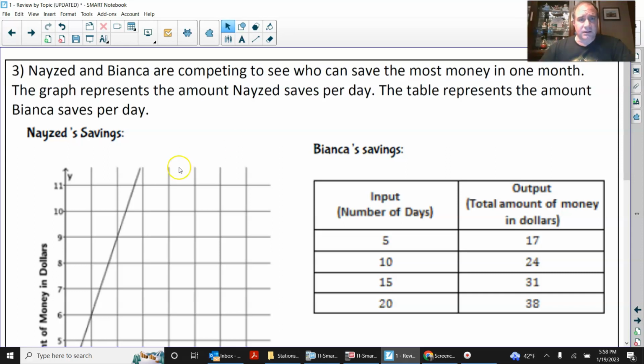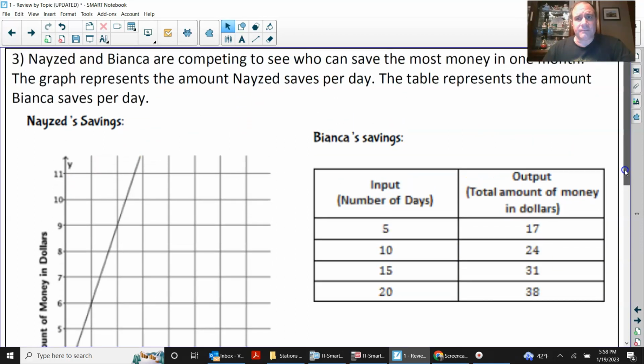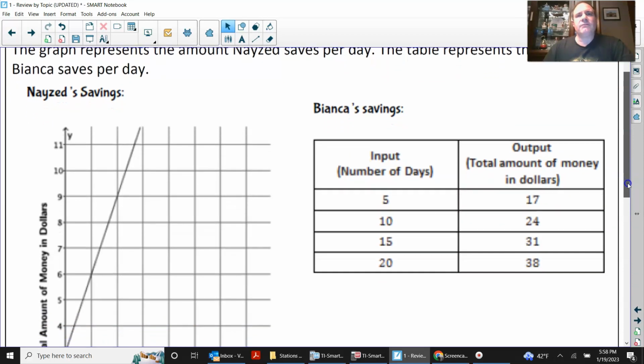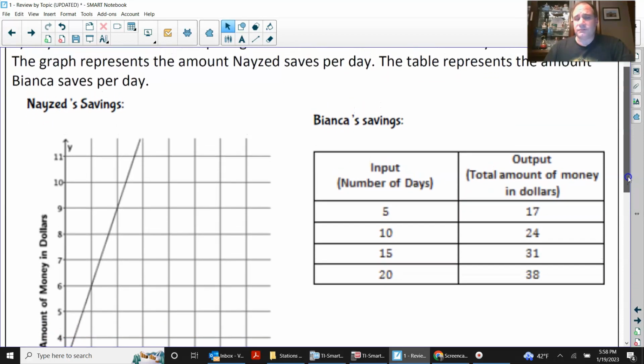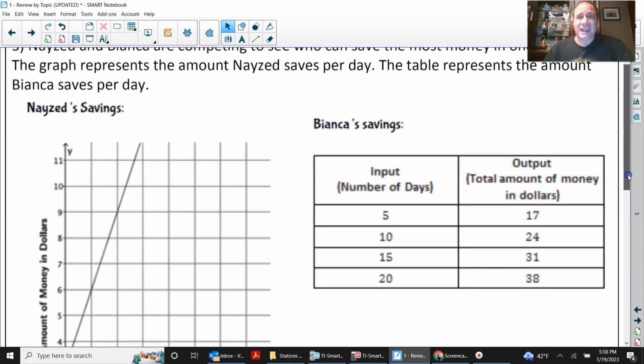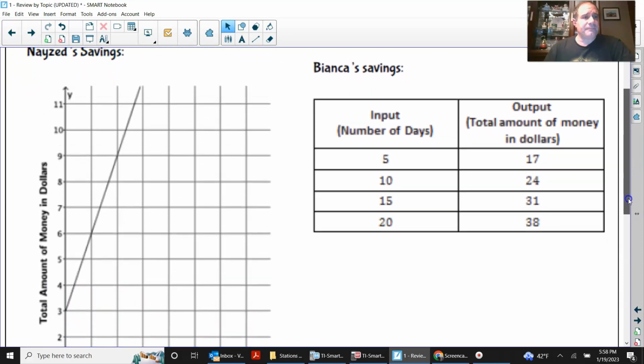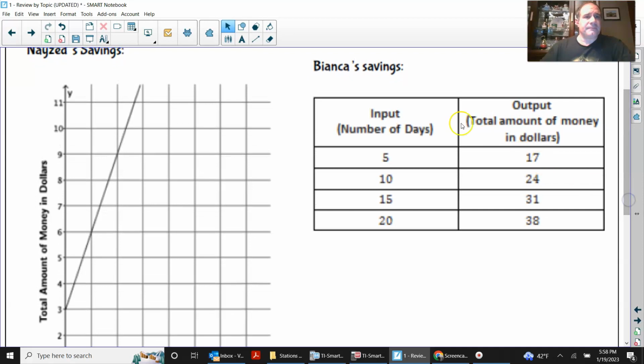Someone and Bianca are competing to see who can save the most money in 1 month. And the graph represents the amount that this person, whose name I can't pronounce, saves per day. The table represents the amount for Bianca. All right, and so that means you just have to find the rate of change, and this is one that we just did in the other question.